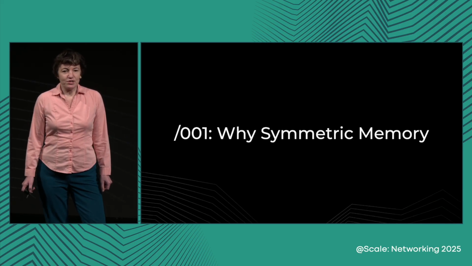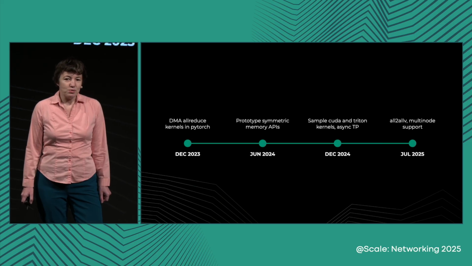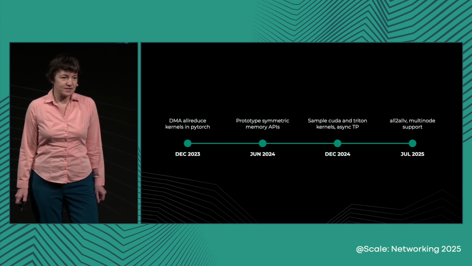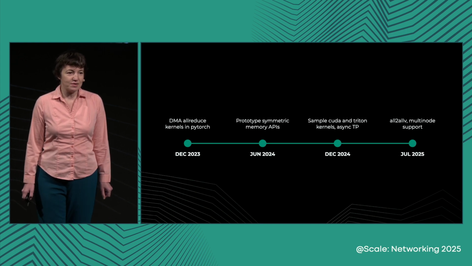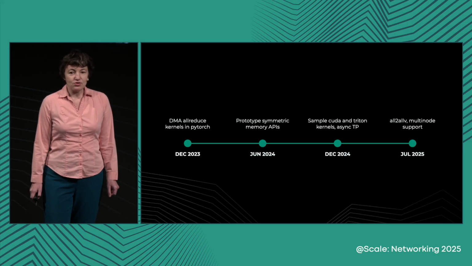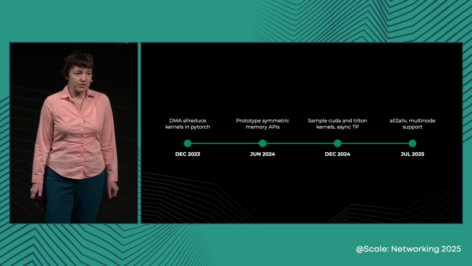The story of PyTorch symmetric memory started in 2023, when we noticed that a lot of our LLM inference workloads are bottlenecked by communication functions, and my colleagues have already talked about it in their morning talk. So to alleviate those bottlenecks, we wrote kernels that are using direct memory access to reduce the latency of those collective communications that we were performing.